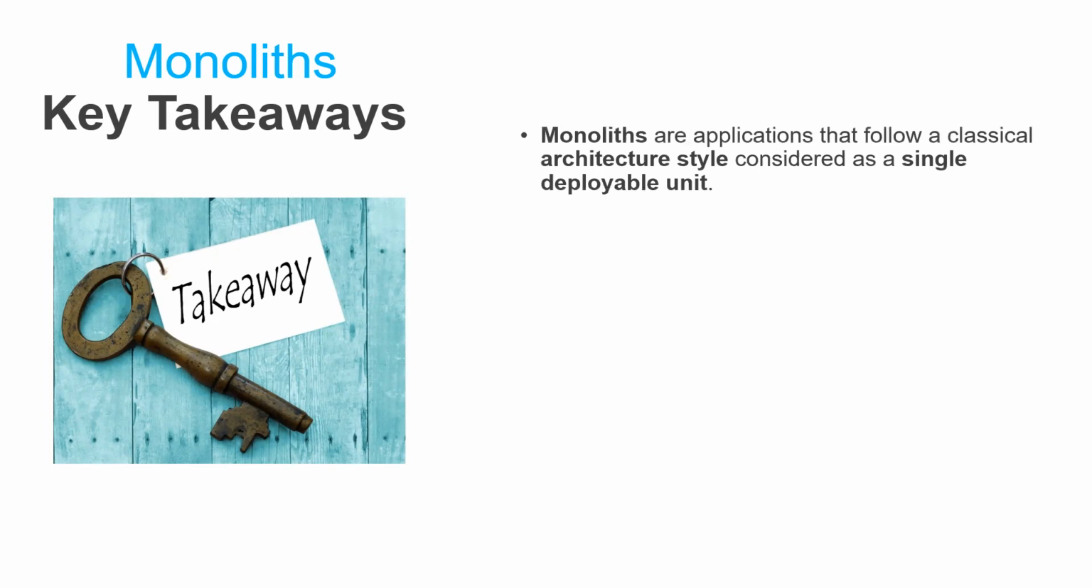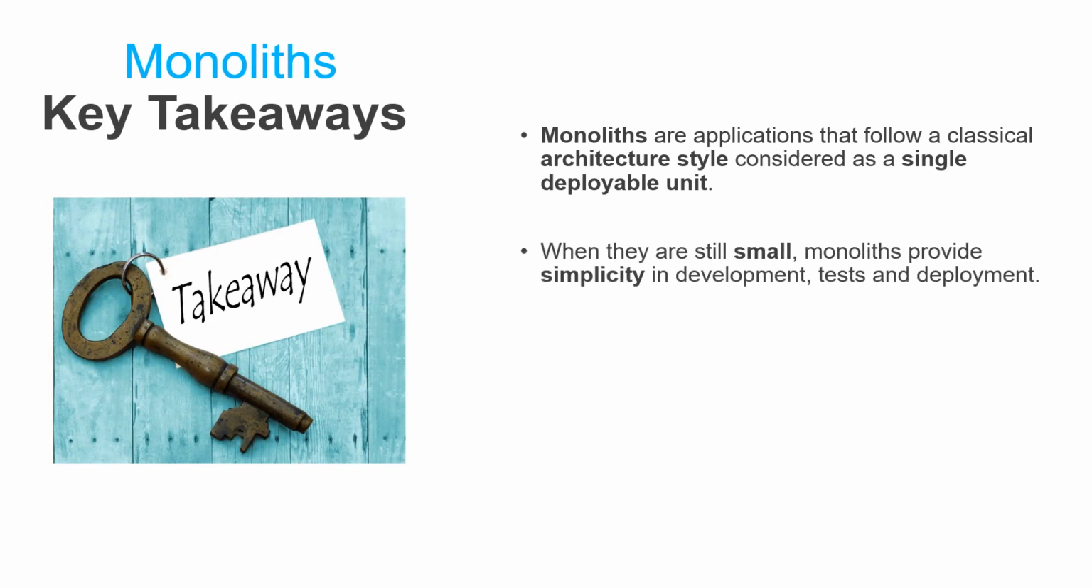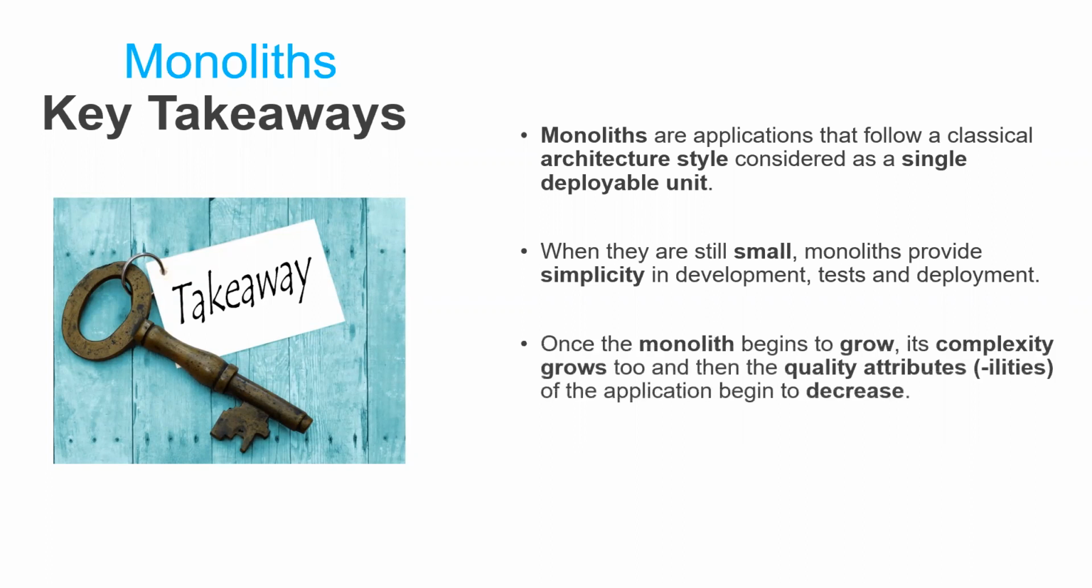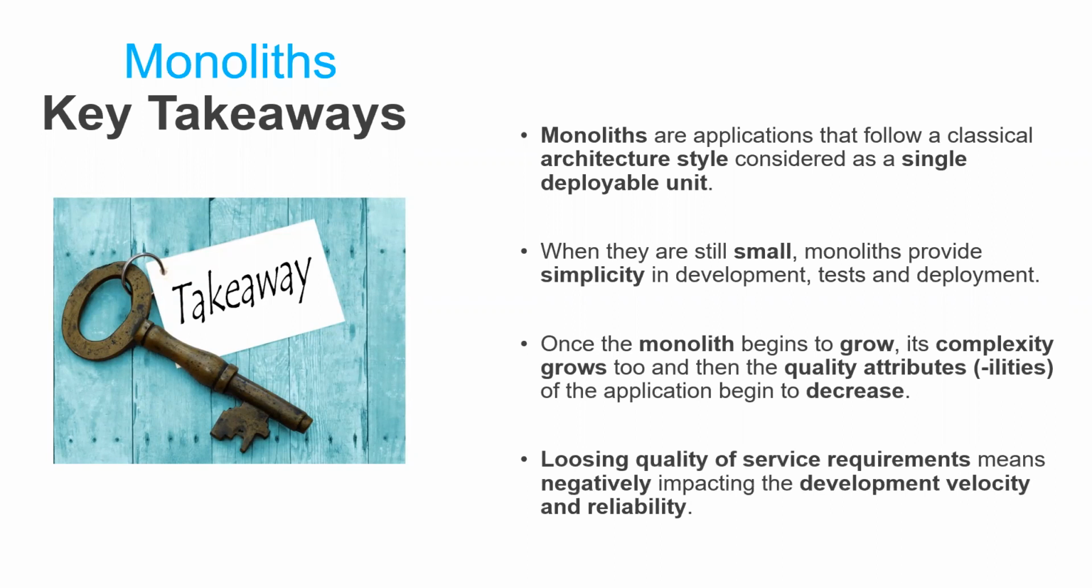To sum up this first part of the lecture, here are some key takeaways to note. Monoliths are applications that follow a classical architecture style, considered as a single deployable unit. When monoliths are still small, they provide simplicity in development, tests, and deployment. Once the monolith begins to grow, its complexity grows too, and then the quality attributes of the application begin to decrease. Losing quality of service requirements means negatively impacting the development velocity and reliability.